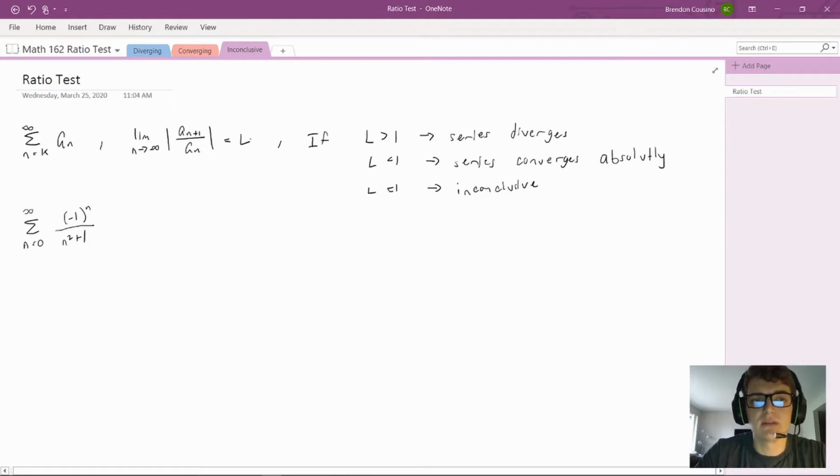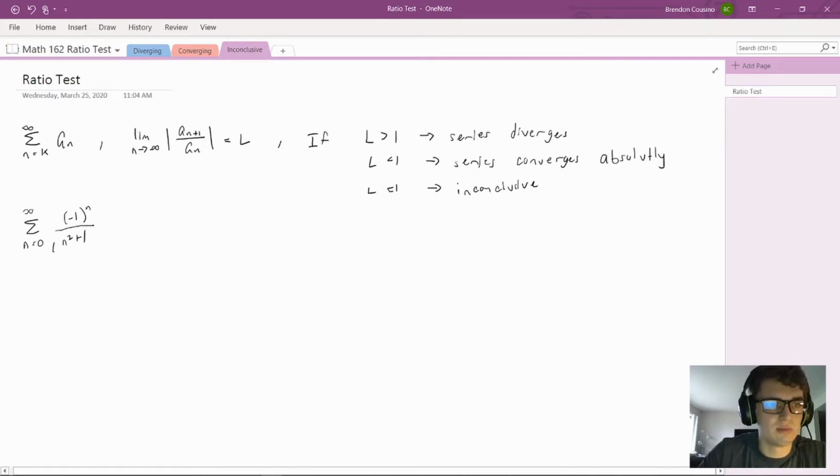And if we get that equal to some constant L, we have 3 criteria. If L is greater than 1, the series is going to diverge. If L is less than 1, the series is going to converge absolutely. And if L is equal to 1, that tells us it's inconclusive and we have to try another series test. So let's go ahead and do this example.